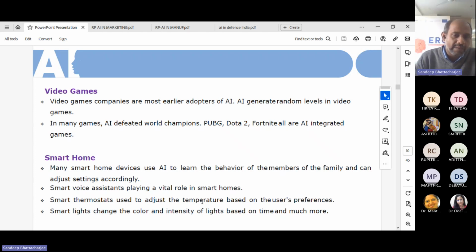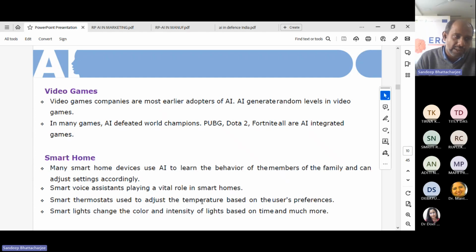Many smart home devices are there which use AI to learn the behavior of the members. Like smart cameras within your home, which record everything. Let's suppose you have children and a pet in your home, so the smart cameras will record and find out what kind of activities are going on inside the home, and later you can see if you need to make some changes in your home system.